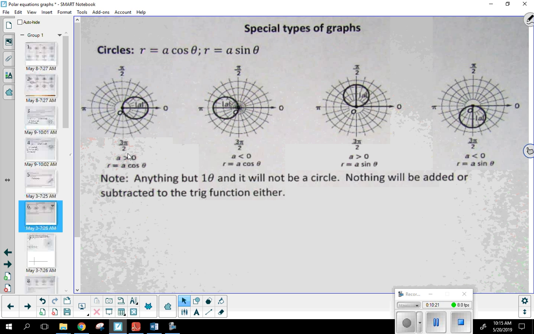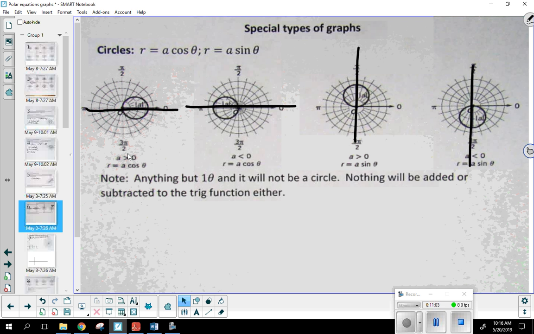Okay, well, look at the other two graphs on the far right. You'll notice those are a sine of theta. Again, the only difference is the sign of that scale factor. If we have a positive scale factor, then it's going to be above the pole. If we have a negative scale factor, it's going to be below the pole. And that makes sense because it's a really good rule: if you see cosine, you want to be thinking symmetry with the polar axis. Remember we said the polar axis was the horizontal, so both of those are symmetric with the polar axis. When you see sine, you want to be thinking symmetry with respect to theta equals pi over 2. And that's exactly what we're seeing here.